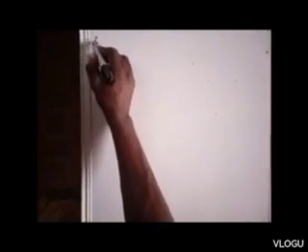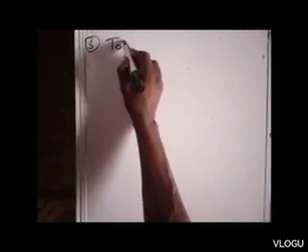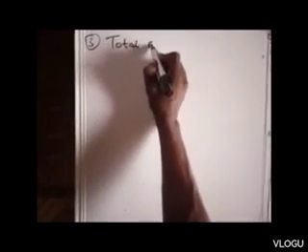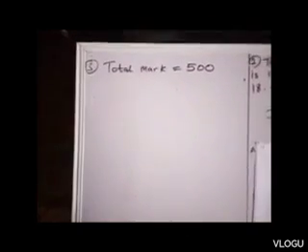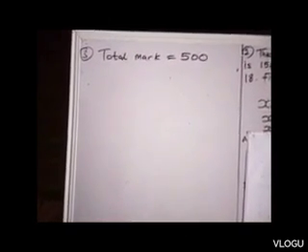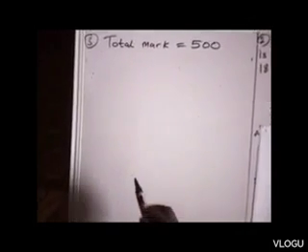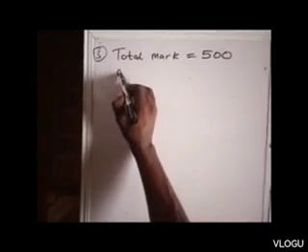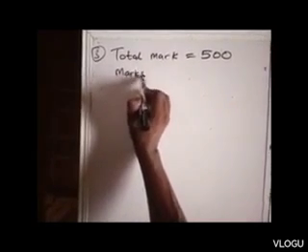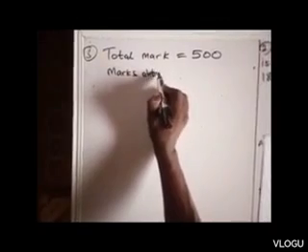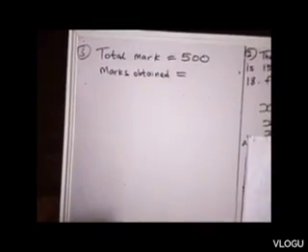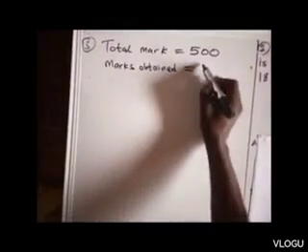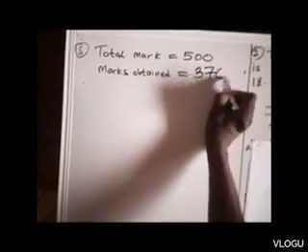So that's the first thing. So we can see the total mark obtainable is 500. Then a boy got 370 marks. So we can say marks obtained is 370.